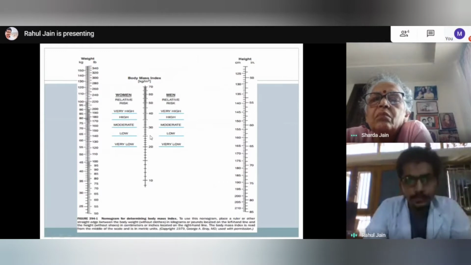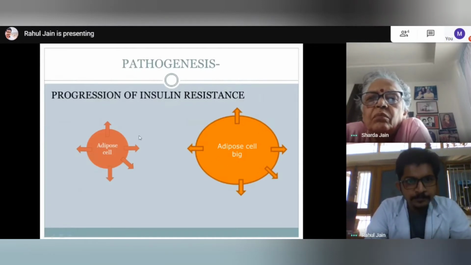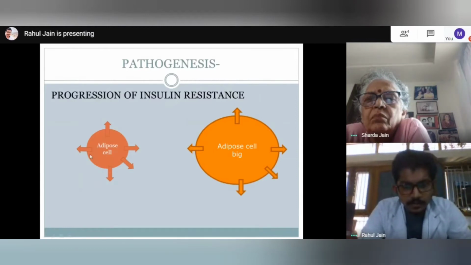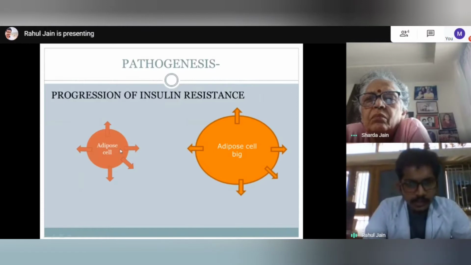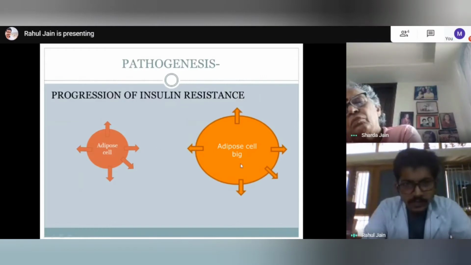Then the next topic will be pathogenesis of obesity. We have already discussed this in our diabetes topic also: whenever there is obesity or any problem with increased adipose tissue, the adipose cells will undergo hypertrophy, not hyperplasia. This hypertrophy will cause decreased density of insulin receptors over the surface, as you can see in this diagram, and that will cause insulin resistance.